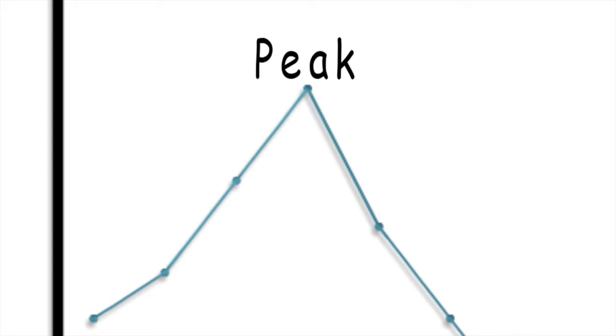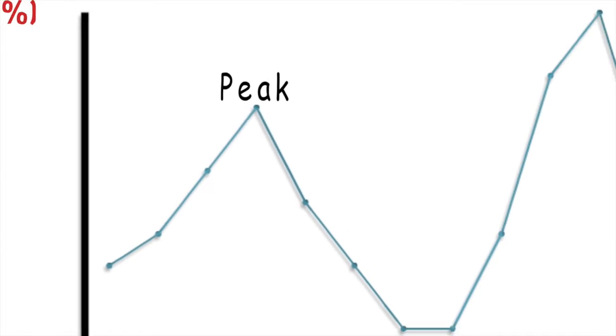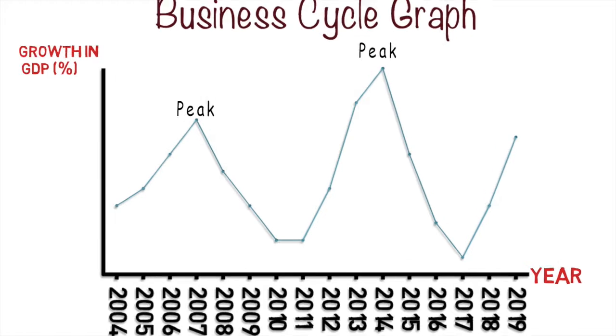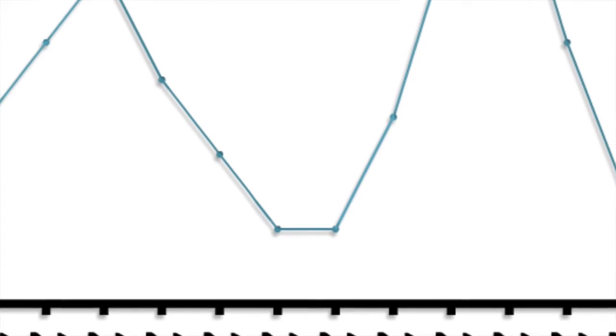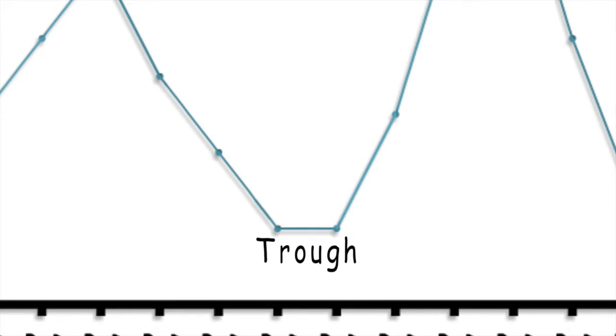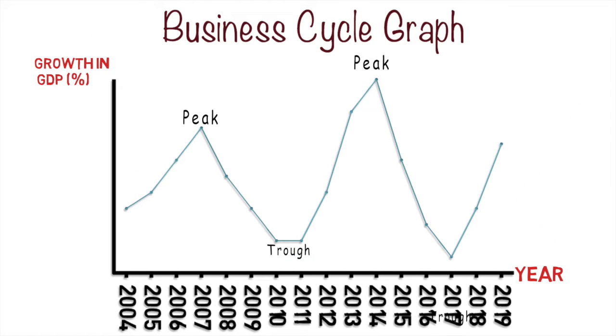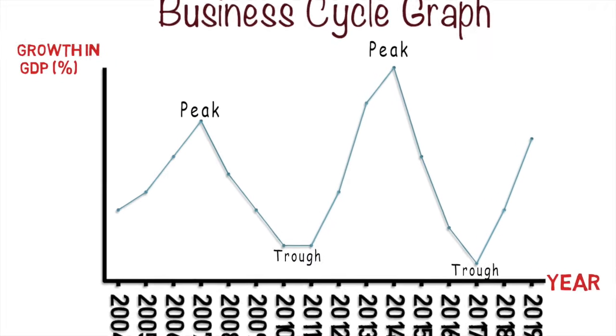Sometimes we see in a country a peak in the GDP output, and this would be the highest point of GDP output growth in the economy. And sometimes we see the lowest point in that graph, and that is a trough. So the lowest point is the lowest point of GDP output growth in this. So we call this a trough.